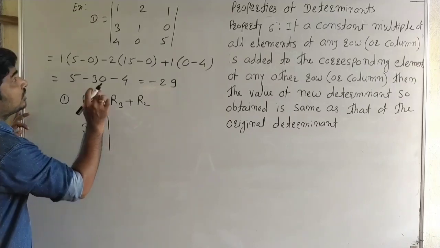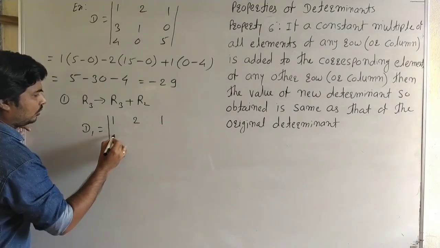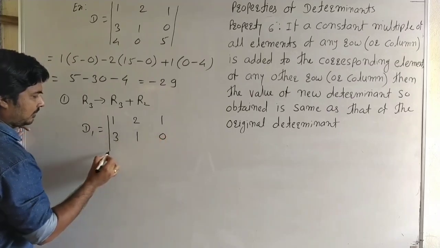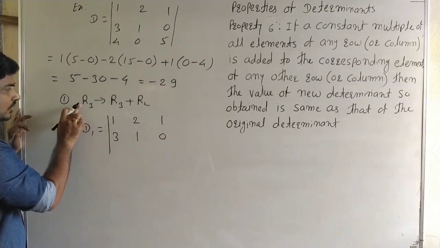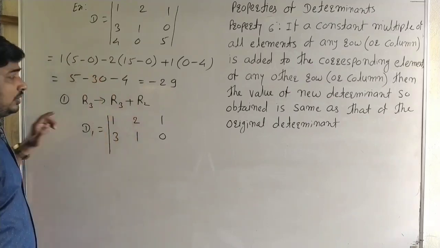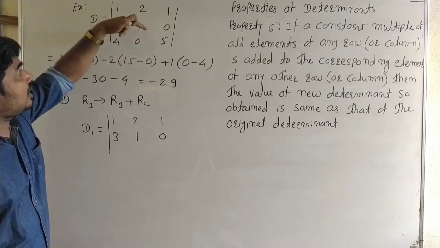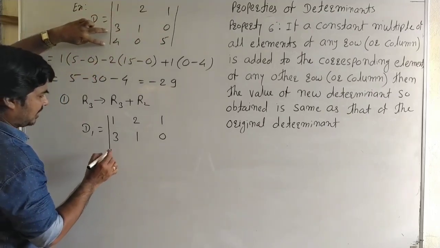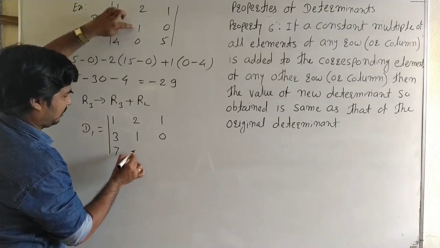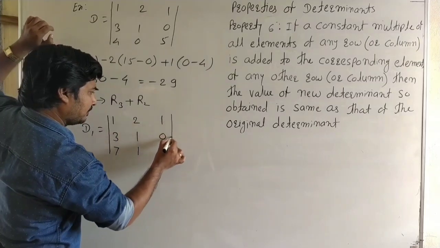We change only row 3, so row 1 as it is, row 2 as it is 3, 1 and 0, but replace row 3 by row 3 plus row 2. R3 plus R2: 4 plus 3 is 7, 0 plus 1 is 1, and 5 plus 0 is 5.